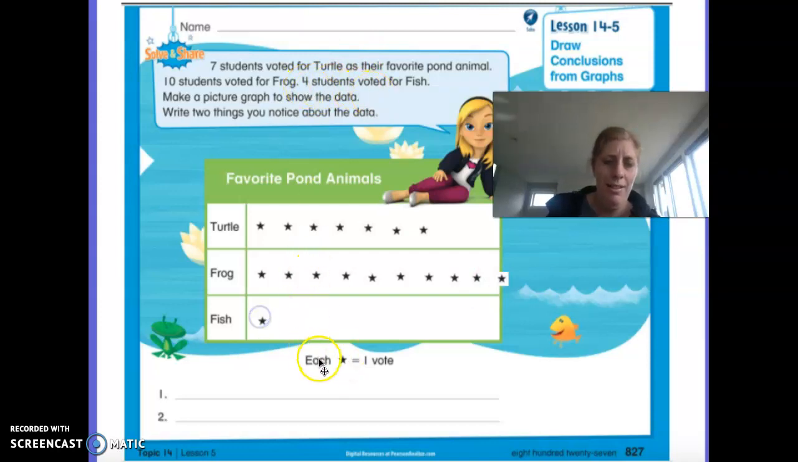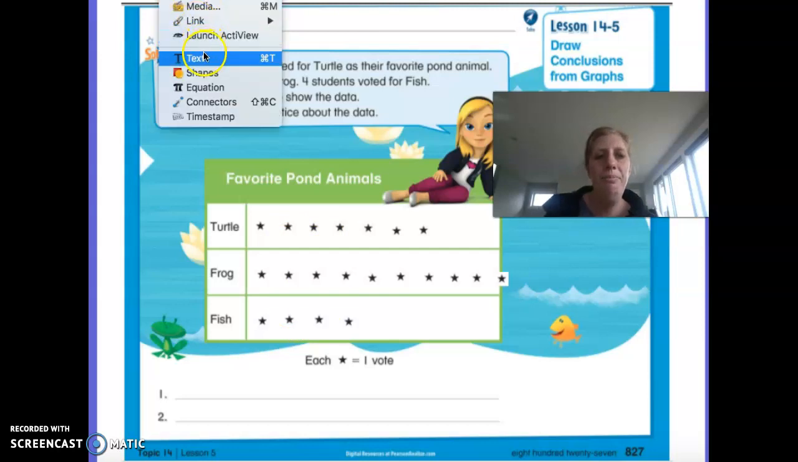And then how many voted fish? 1, 2, 3, and 4. So I kind of pretended that there were numbers down here, 1, 2, 3, 4, when I made my straight columns. And now when I look at this set of data, I can tell lots of things about it. I'm going to type 2 of the things that I can tell.